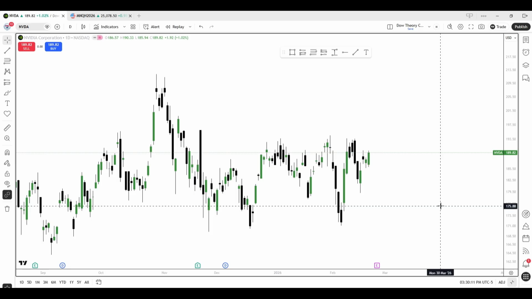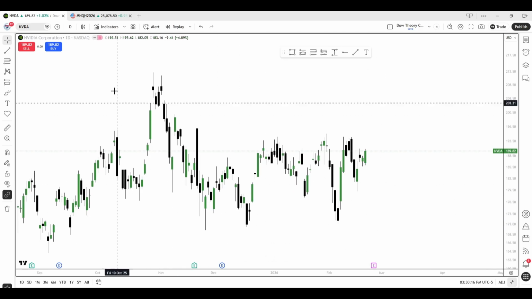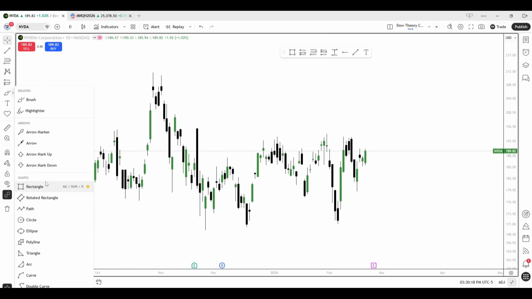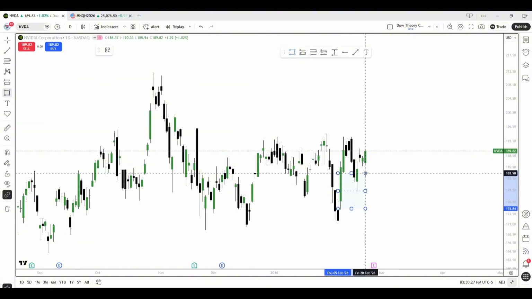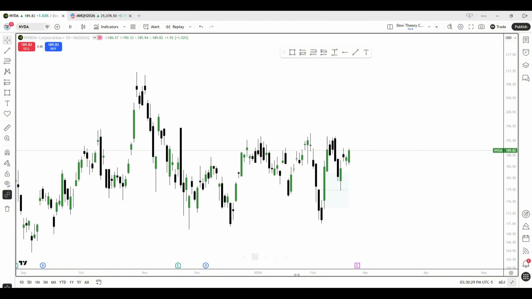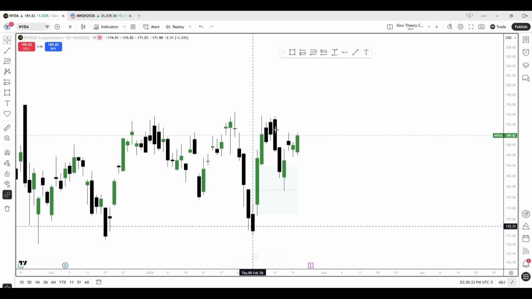Let's get into it. All right, so here we are. We have NVIDIA. We have the daily chart. The first thing that I see on the daily chart is that price has been trading back and forth in here, but ultimately we return back into this range.